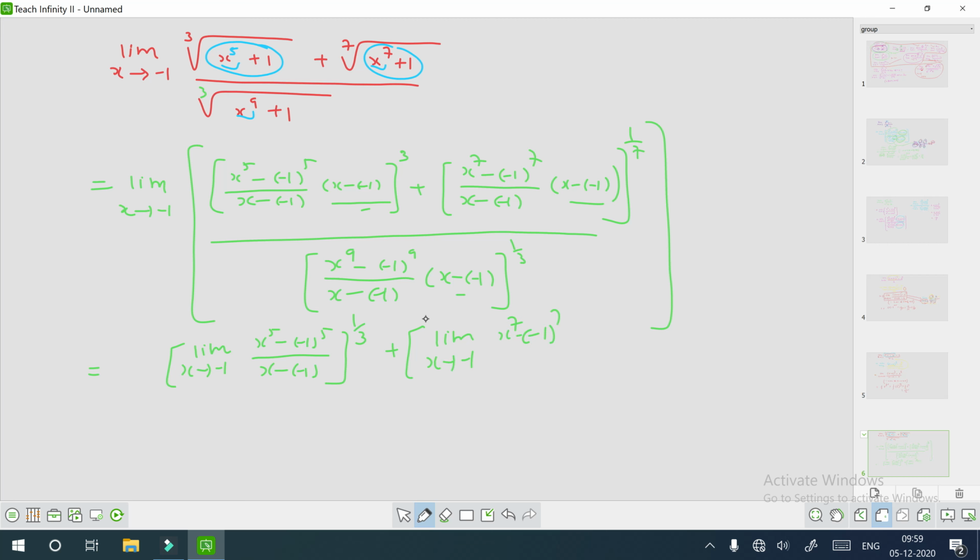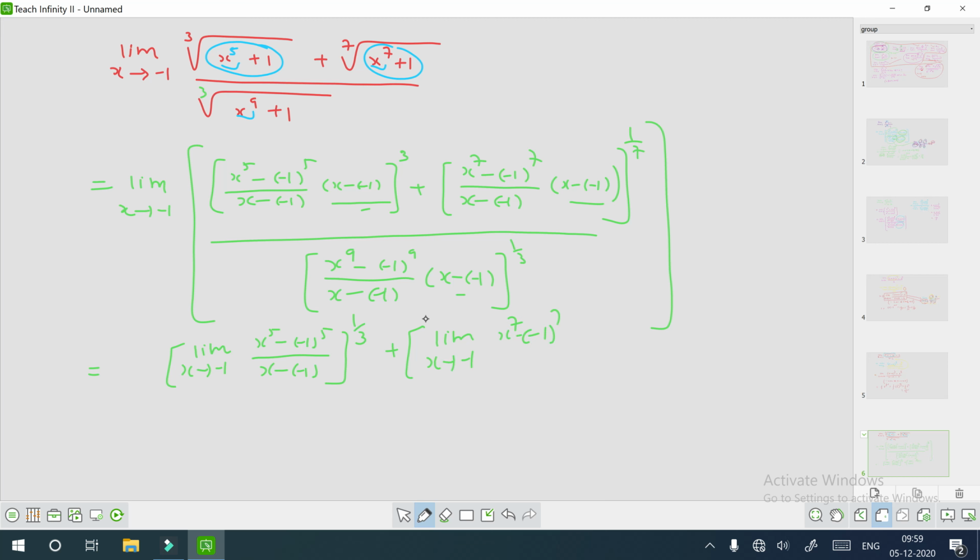From the rest, the 1 by 3 part is gone. Here also the 1 by 3 part is gone. So (1 plus 1) raised to 1 by 3 is taken common. 1 by 7 minus 1 by 3, so 3 minus 7 by 21, that is minus 4 by 21. So that does not work. So write square root. If you get 1 by 2 minus 1 by 3, that is 1 by 6. Yes, positive is there. So here also take square root, only square root.